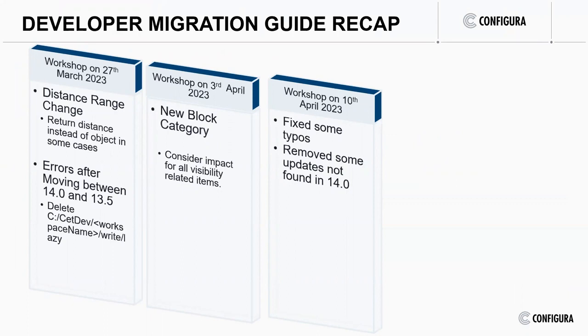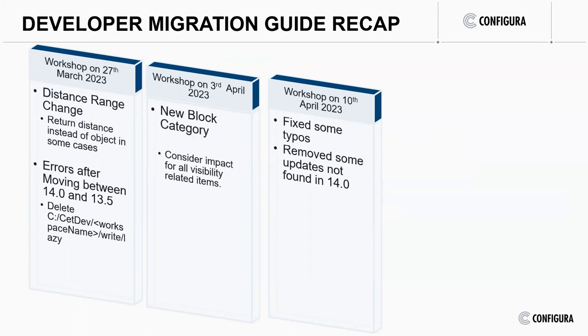If you missed the workshop on the 27th, we talked about a change to distance ranges where they can return distances instead of objects under certain conditions. That should actually be happening all the time now, not just in some cases.